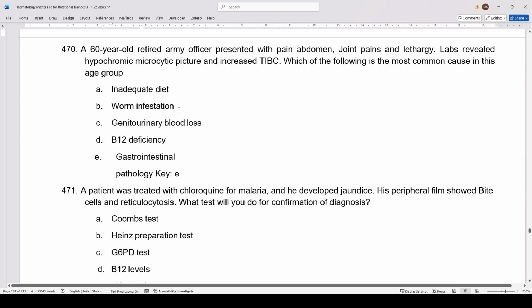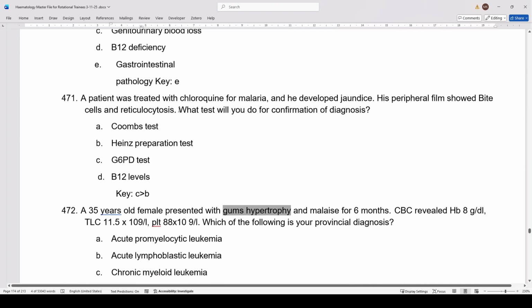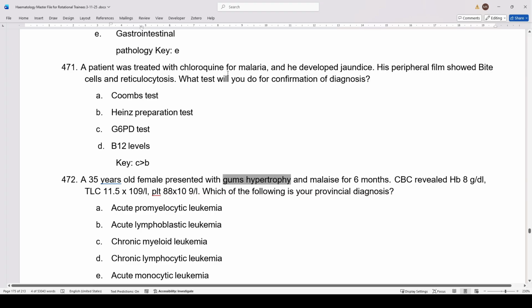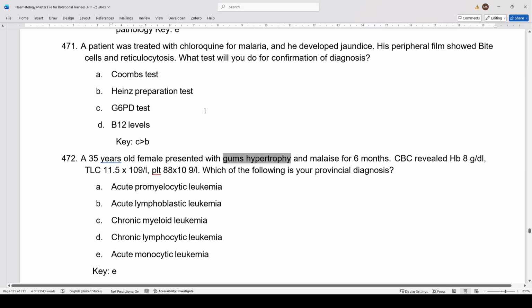go for worm infestation. And next, a patient was treated with chloroquine for malaria, developed jaundice, peripheral smear showed bite cells, and reticulocytosis. Which test will you do for confirmation of the diagnosis? So it is a case of G6PD deficiency, and we will go for the G6PD screening test. Okay, so C option is correct. After that, Heinz body preparation test.